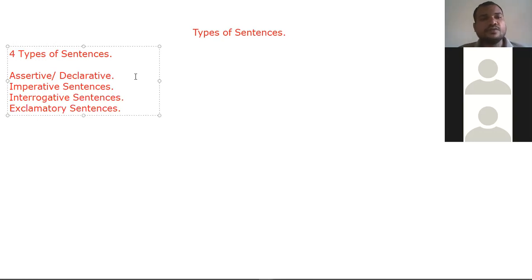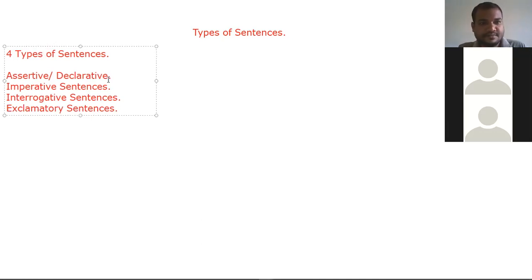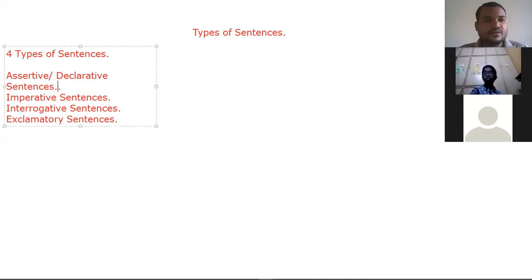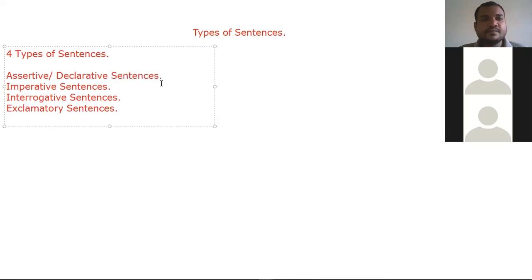Right. So first one, assertive or declarative sentences. Second one, imperative sentences. Third one, interrogative, and fourth one, exclamatory. Right. So these are the four types of sentences.